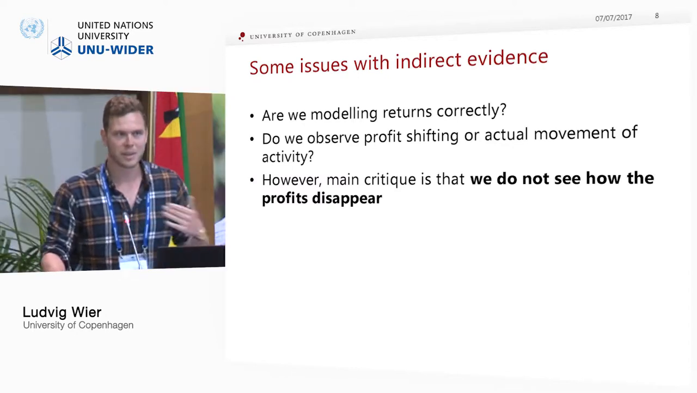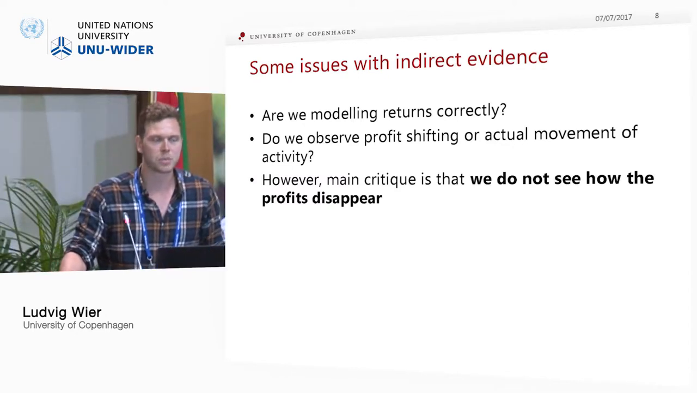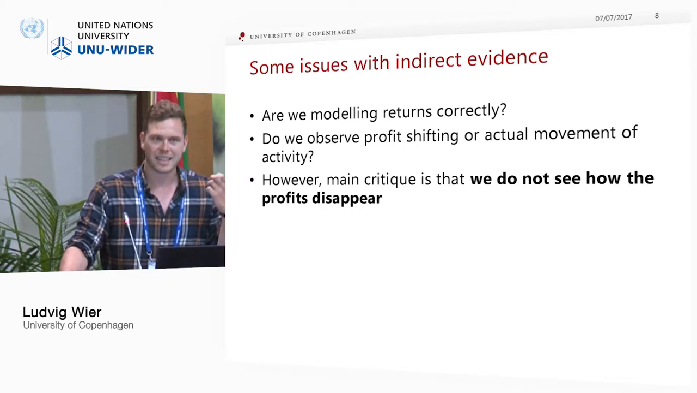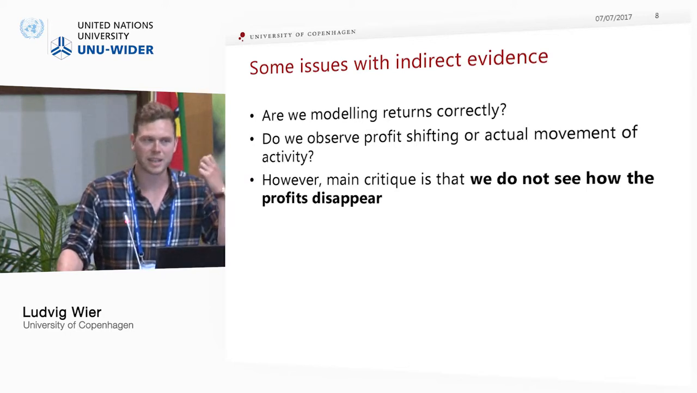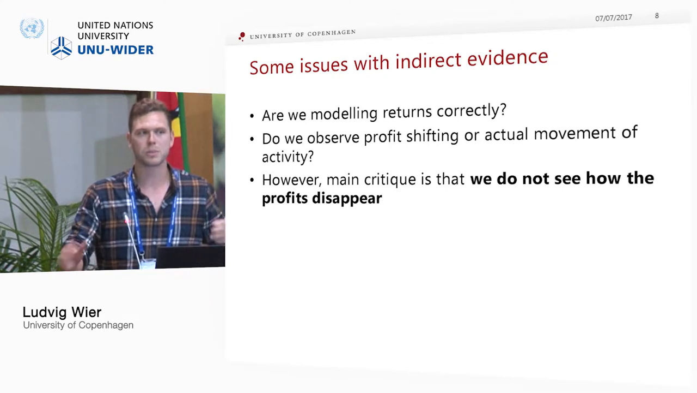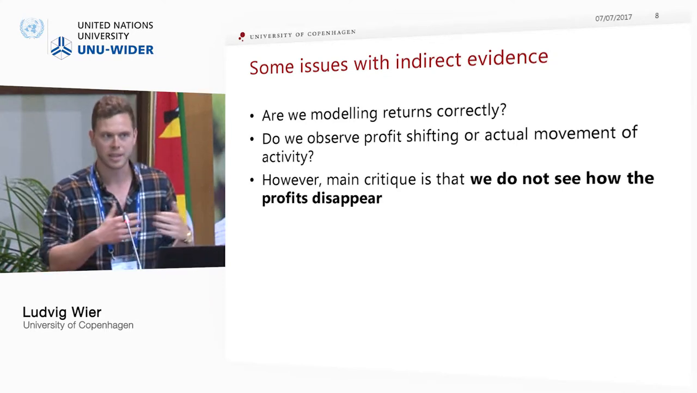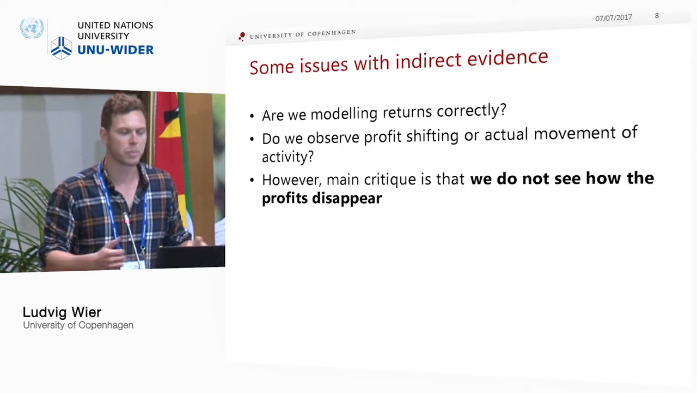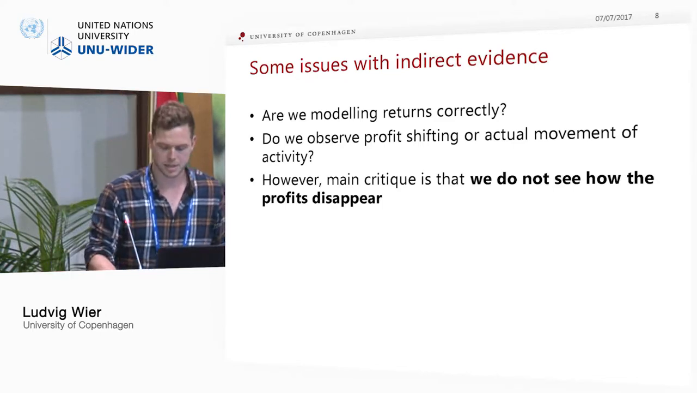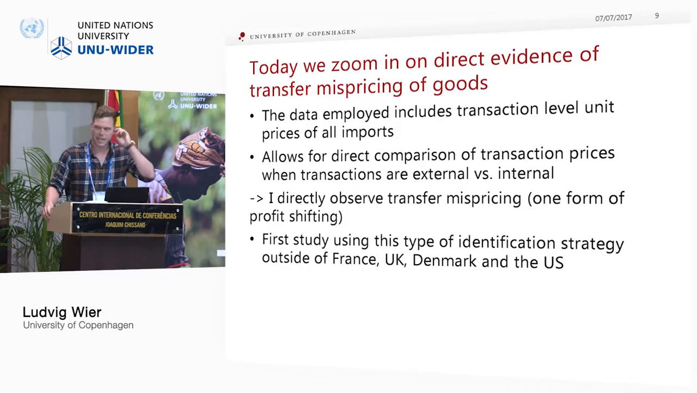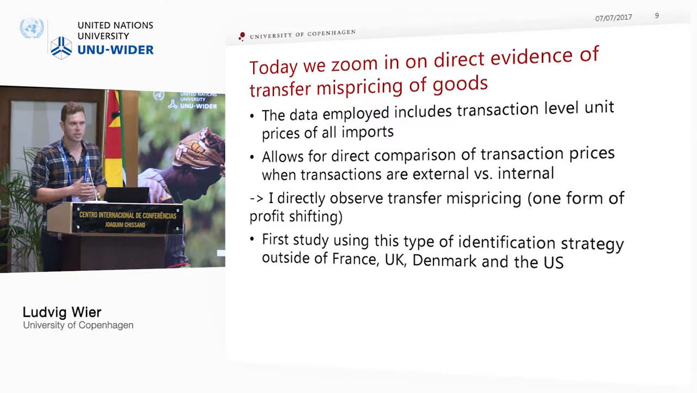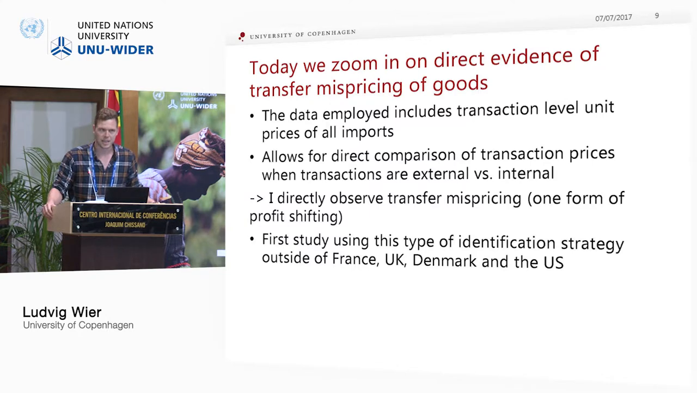But in general, when I present my previous papers, what I often meet is a dissatisfaction that we're not observing the movement of the profits. We're just observing that they're gone. There are no more cookies. The profits are gone, but we didn't really see how they disappeared. So today, we're going to try to combat that a bit by zooming in on what is known as direct evidence, and in particular, direct evidence on transfer mispricing of goods.